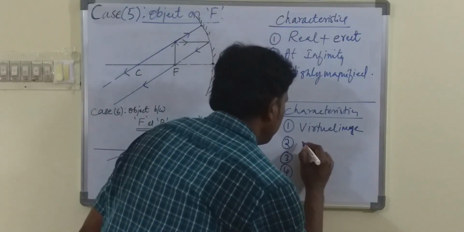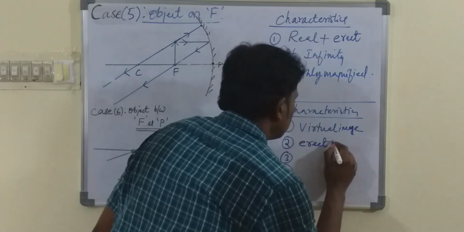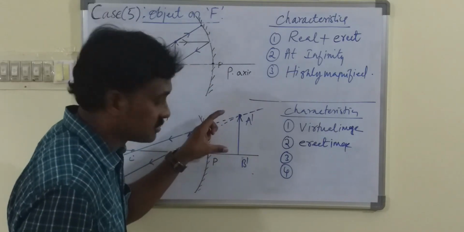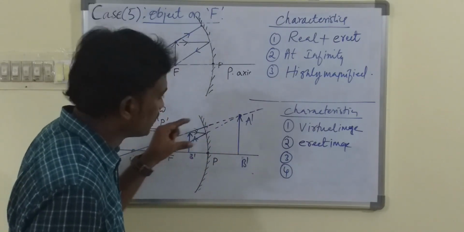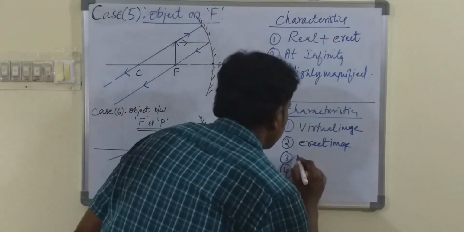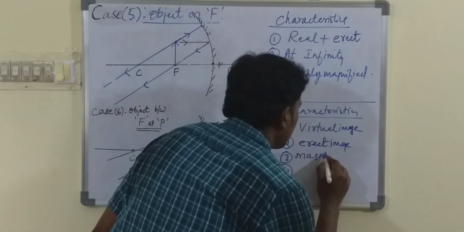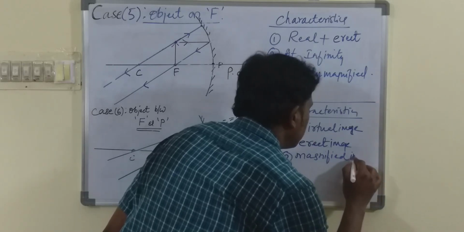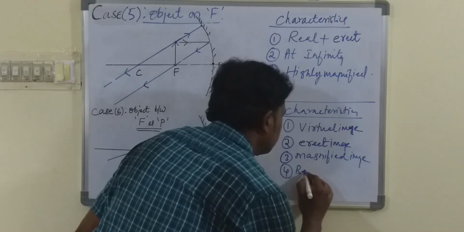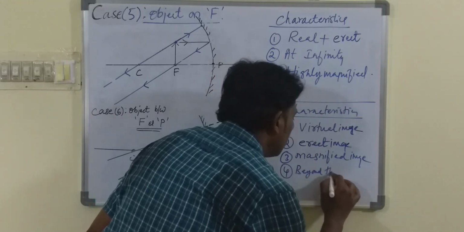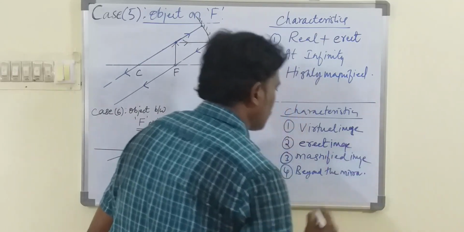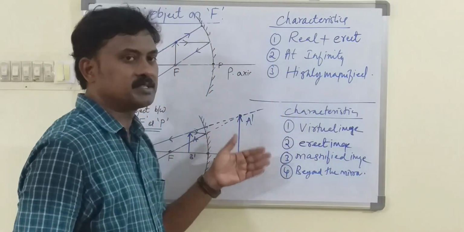It's an erect image, and look at the size of the image and the size of the object. The size of the image is very much larger, so we say it's a magnified image. Magnified image. And the position is beyond the mirror. Beyond the mirror.